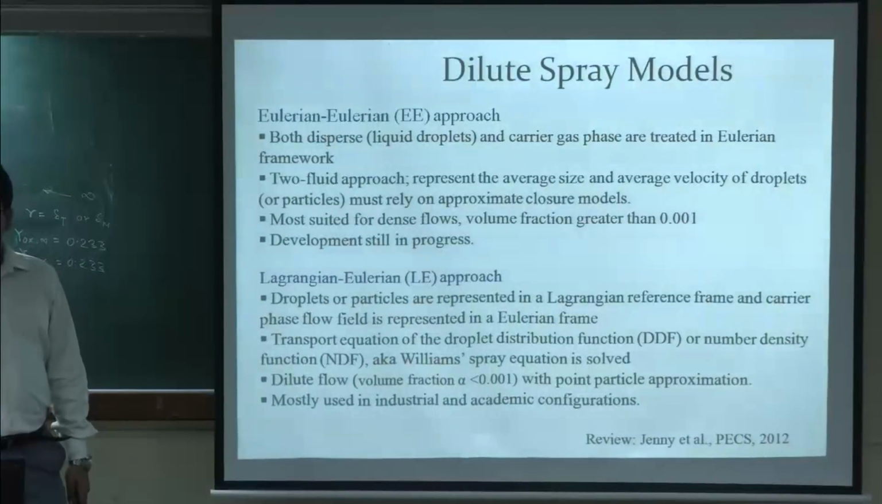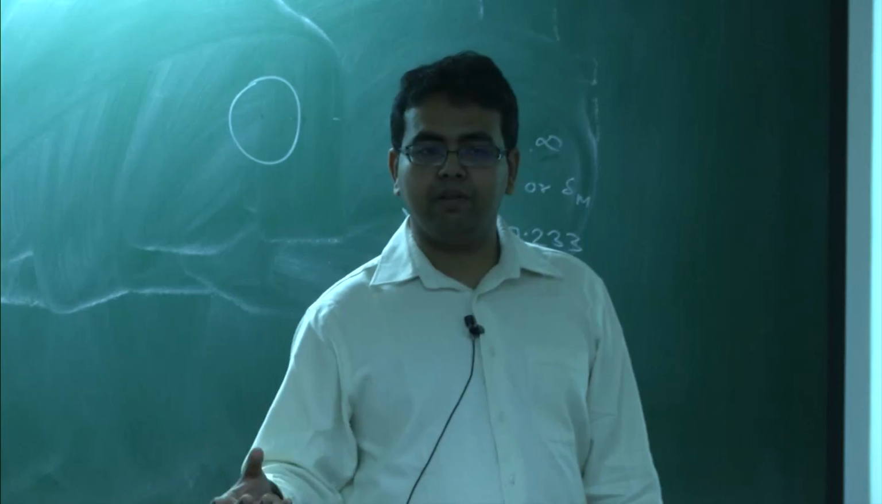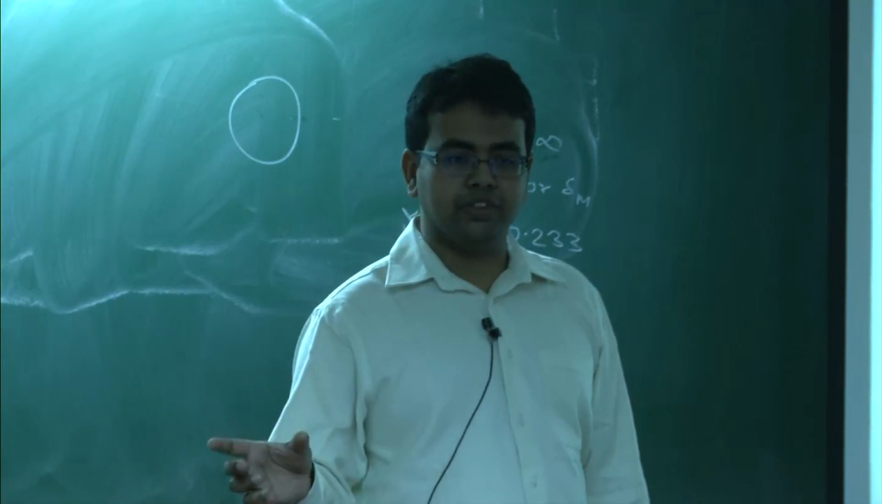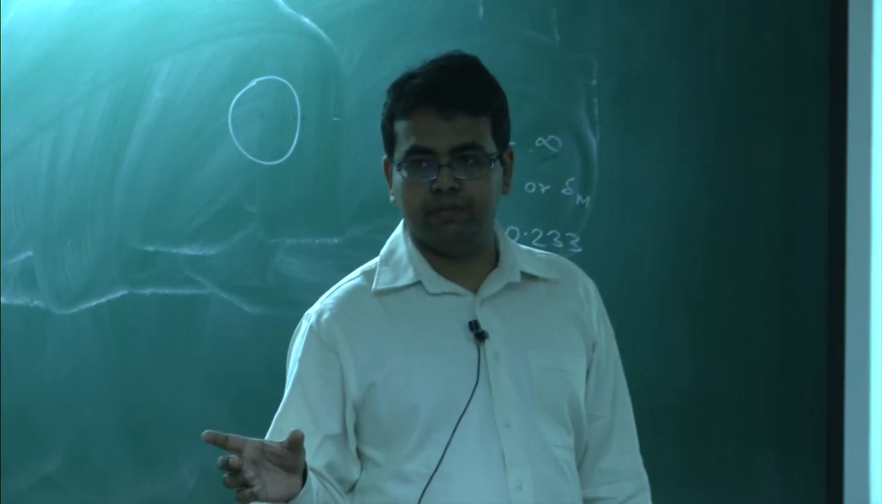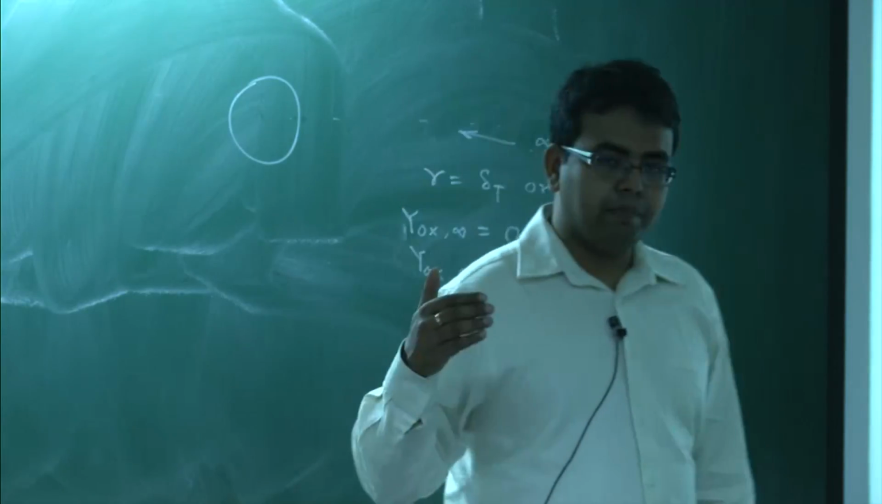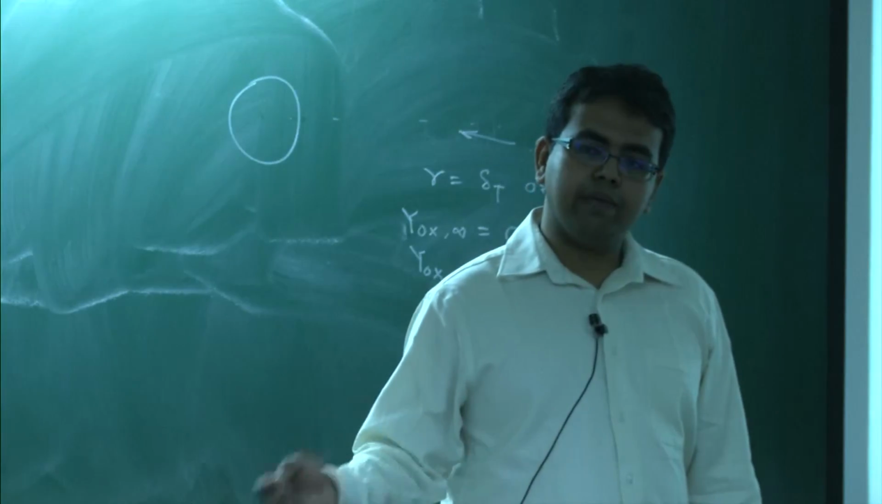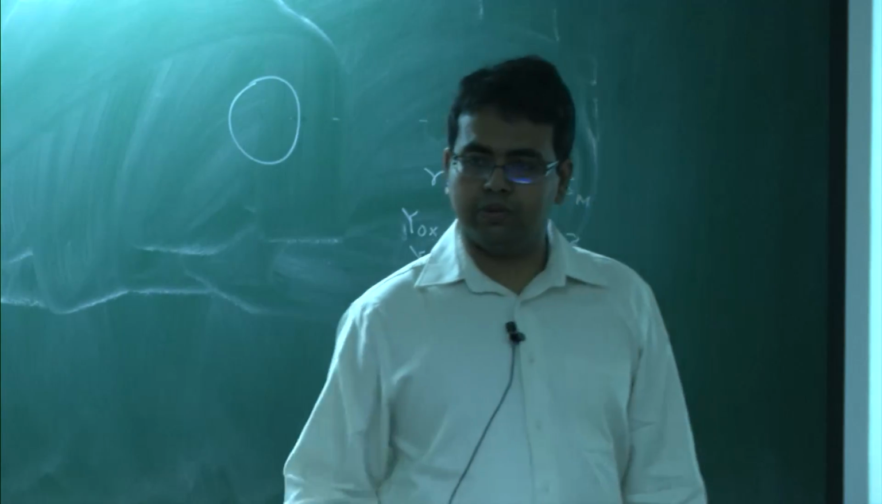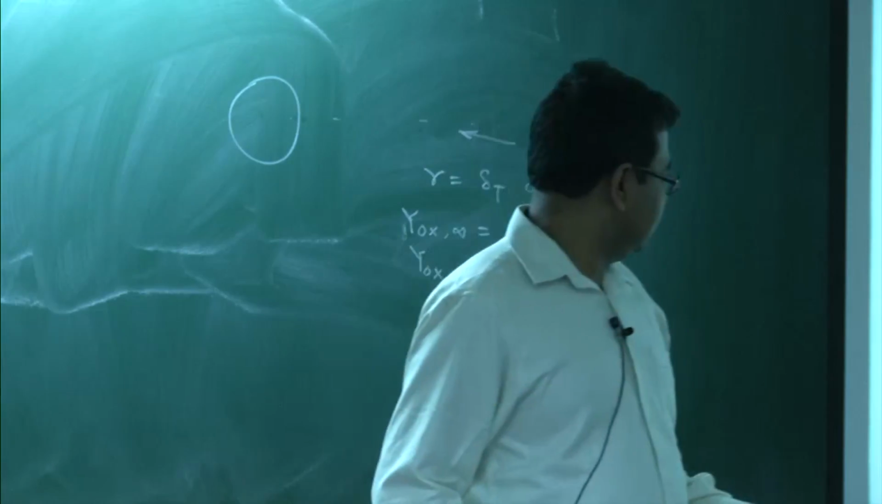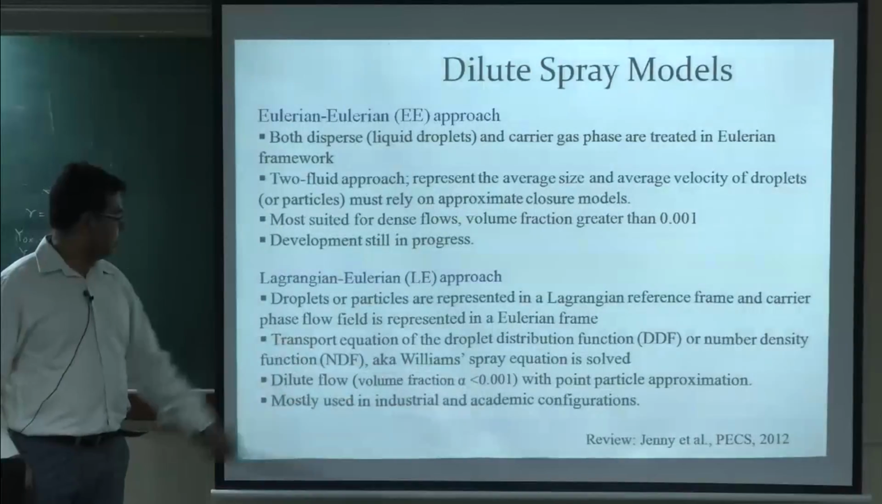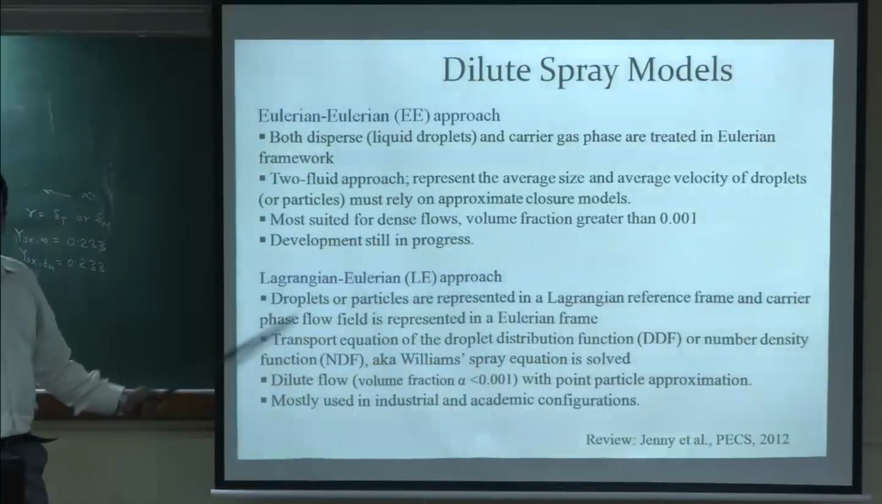In the point particle assumption, basically we assume that the droplet is subgrid. The size of the droplet is very small compared to the size of the mesh that we are resolving. So, whatever source term is added by the liquid droplet to the gas phase is basically a point source. It is mostly used in industrial and academic configurations. So, this Lagrangian-Eulerian approach is quite popular.